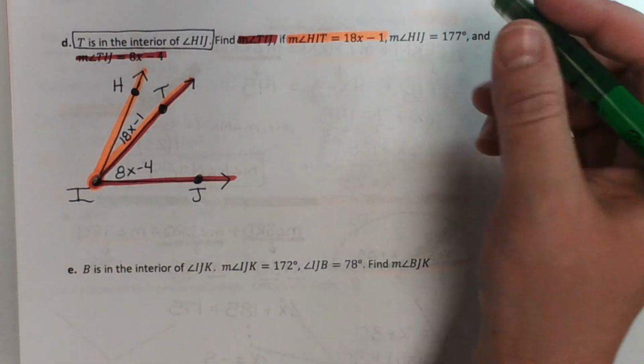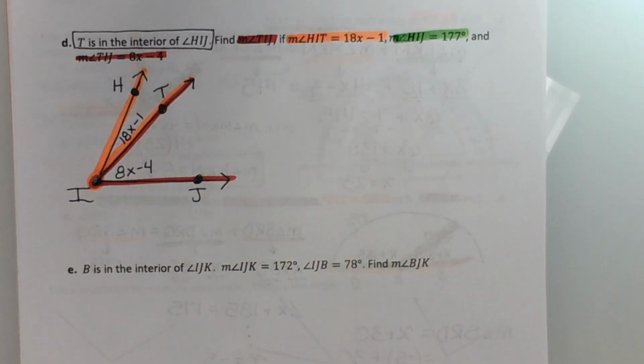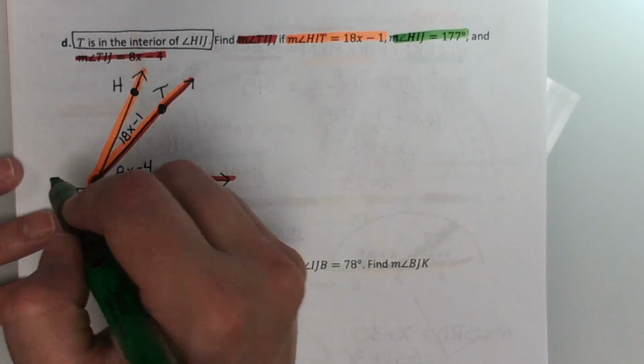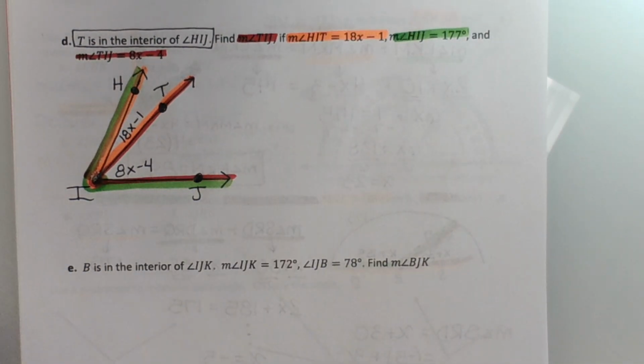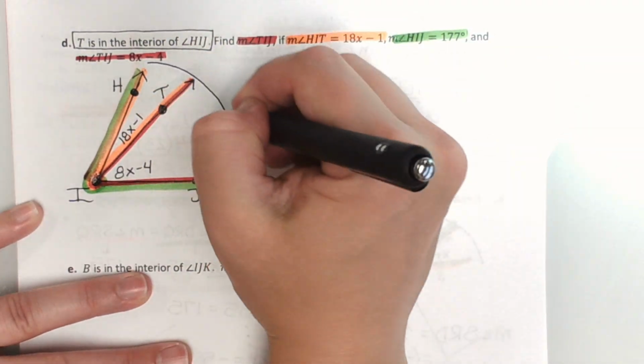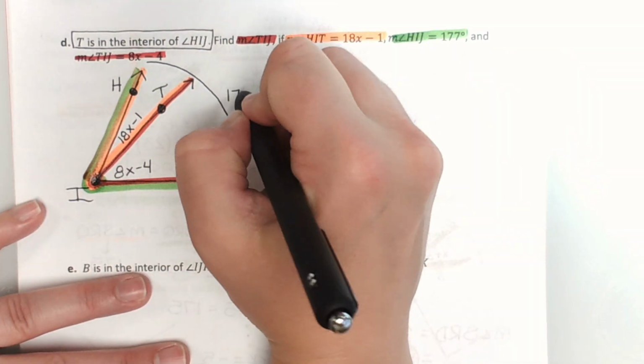And then measure of angle HIJ is 177. Is that the big one? I is the vertex, go towards H, go towards J. Yes, that is the big one. If you want to do the little rainbow thing and call that 177, go for it.